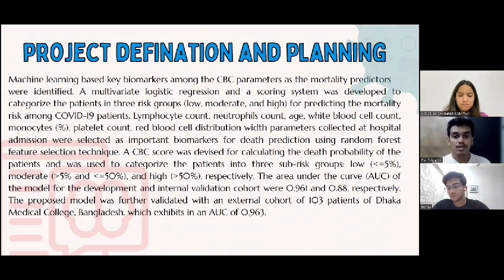The CBC score was devised for calculating the death probability of a patient and was used to categorize patients in three groups: low, which is less than 5%; moderate, which is between 5 and 50%; and high, which is more than 50%. The area under the curve of internal validation and validation cohort were 0.961 and 0.88 respectively, and when further validated with an external cohort of 103 patients of Dhaka, the area under the curve was 0.963.